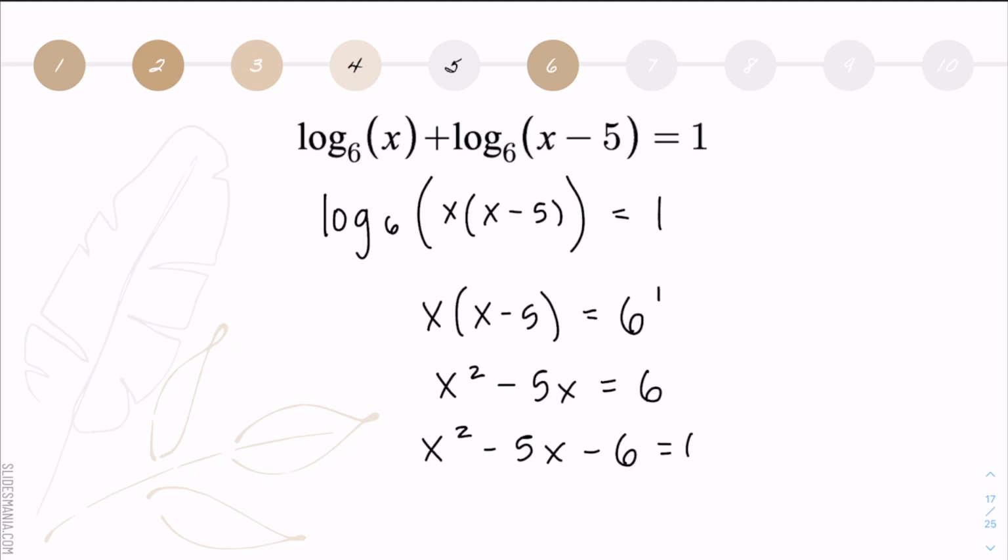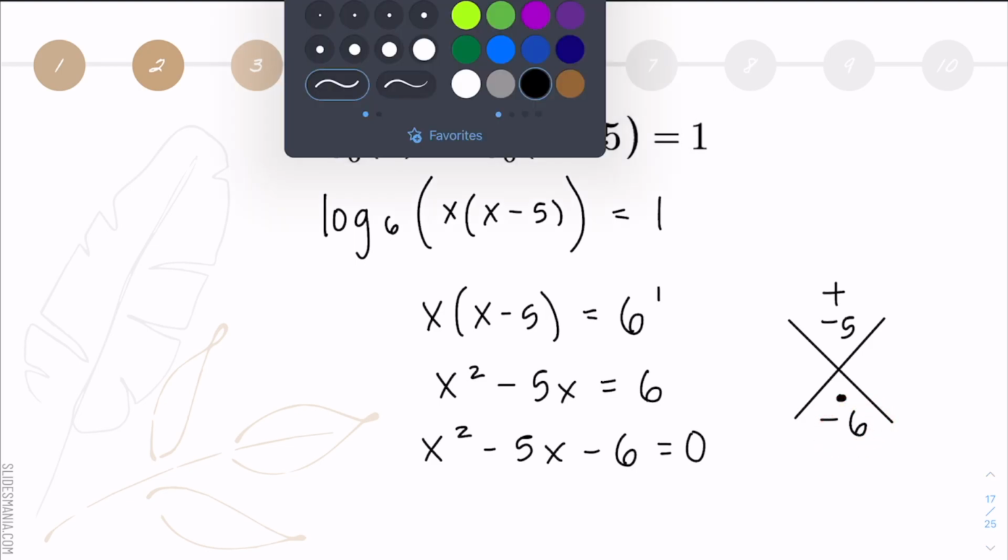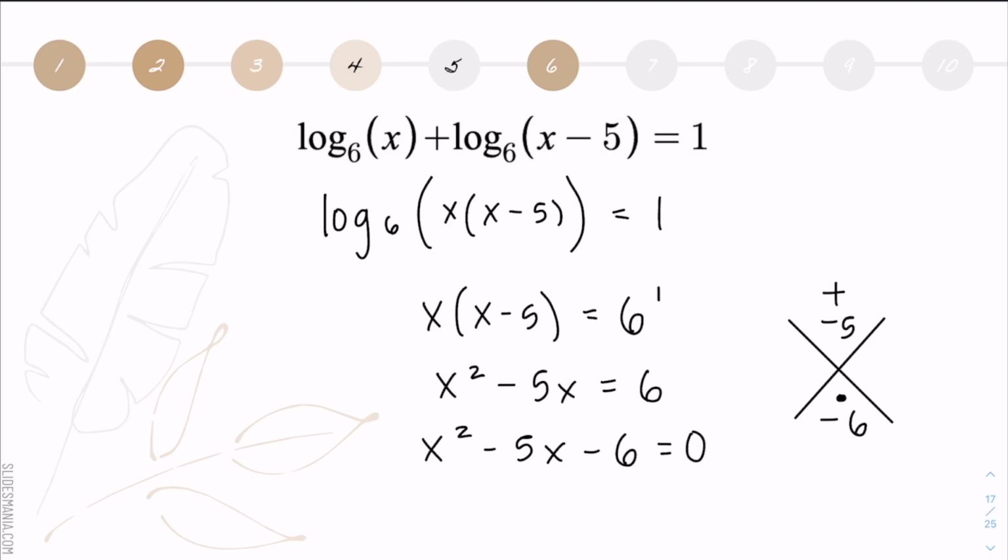And then I'm going to ask myself, what adds to give me -5 and what multiplies to give me -6? This is just my little X puzzle. It's an organizer for my thoughts. I go through my factor pairs of -6, checking their sums. And I find that negative 6 times positive 1 gives me negative 6, and negative 6 plus positive 1 gives me negative 5. If you were thinking negative 2 and negative 3, that would give you the correct sum, but not the correct product. So you have to check both.